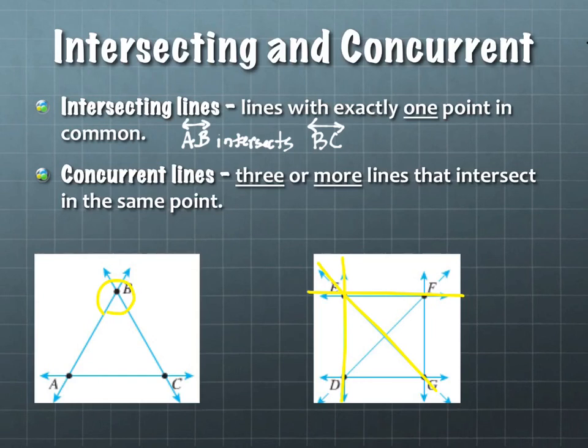So some concurrent lines here would be line EF, line ED, and line EG. Those would be, not collinear, I probably said it wrong, concurrent is what I meant to say. Those would be concurrent lines. They all intersect at the same point. It's a feature that not all lines will have, but some will.